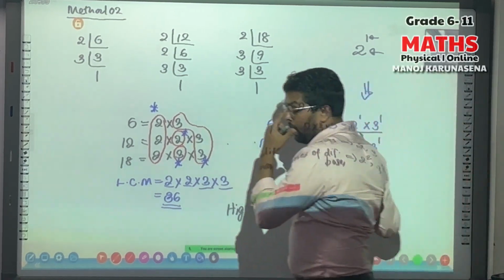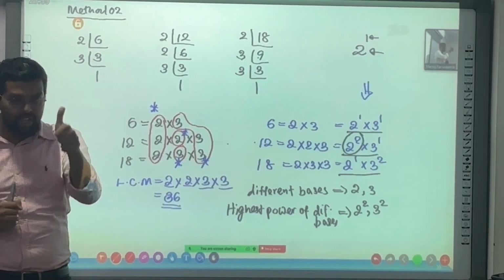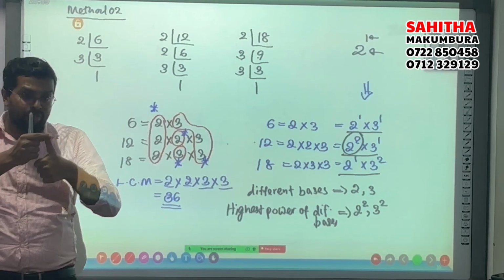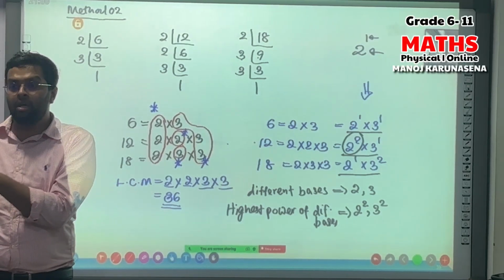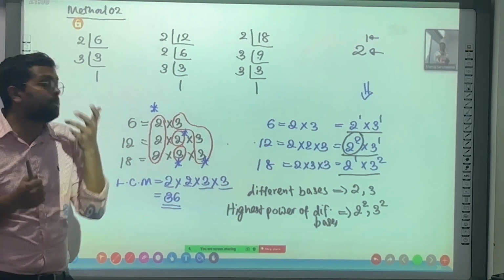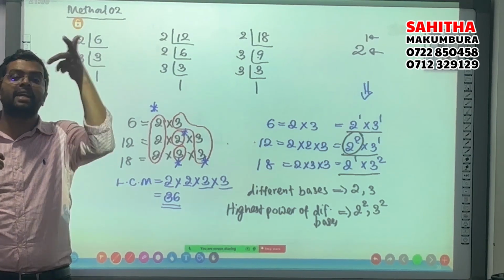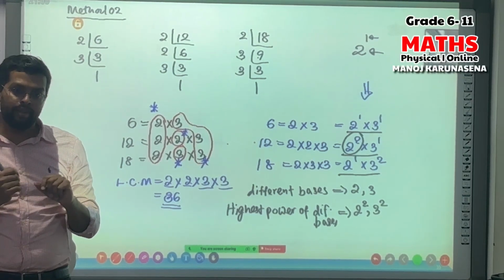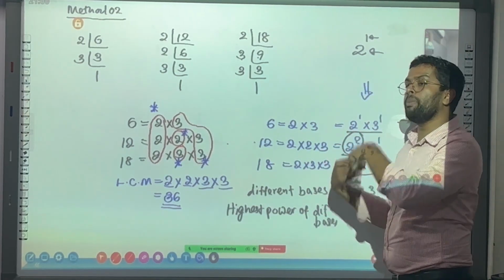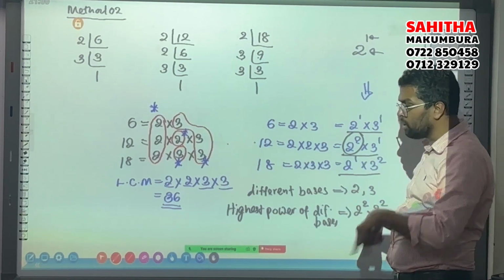When you are calculating the least common multiple using this method, you first have to figure out what are the different bases you have. Then out of the different bases, you filter out the power which is having the highest index value. So when it comes to 2, the highest power is 2 to the power 2. When it comes to the base 3, the highest power is 3 to the power 2.